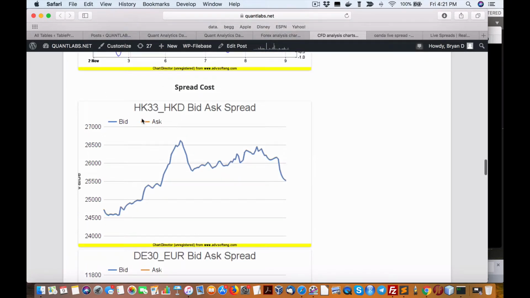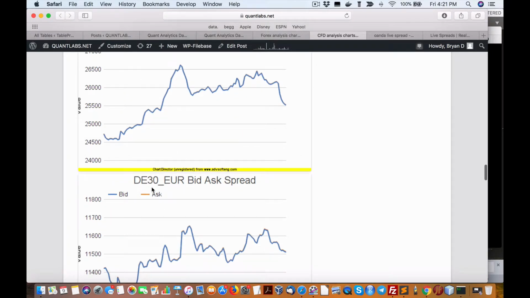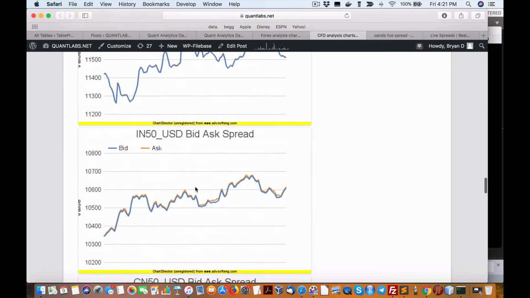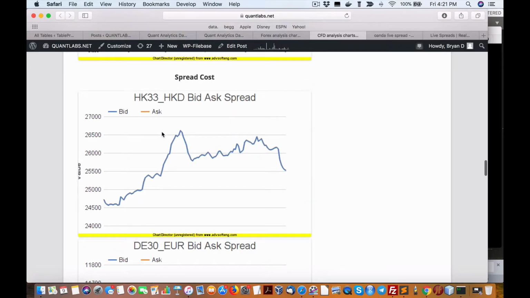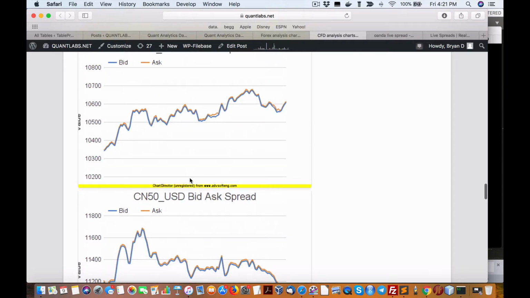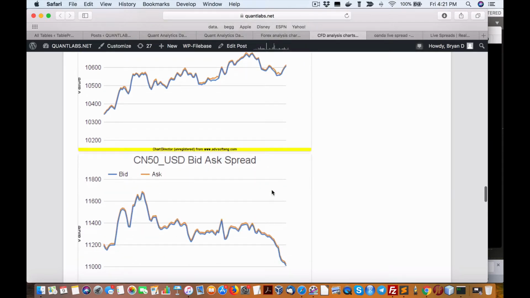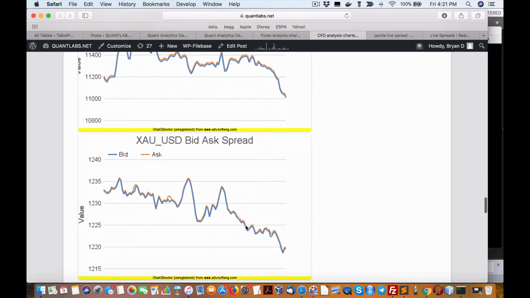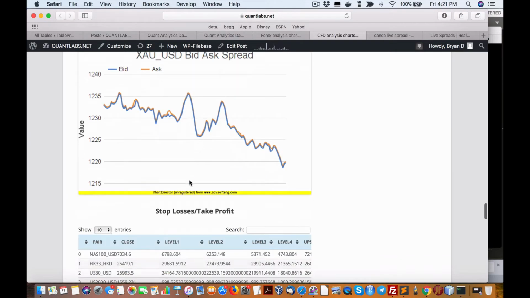Okay, so here we are on the spread cost with the HK33, the German 30, and you can barely see the orange line here for the ask. It seems to be pretty close to lined up. Here in the India 50, some discrepancies here. Chinese 50, it looks pretty good. The gold, and I always forget, I think this is gold, but there are some discrepancies there as well.